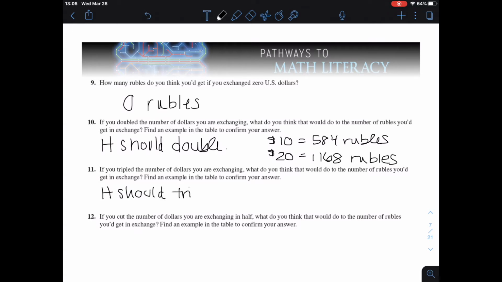Okay. If you triple the number of dollars, the number of rubles should triple. And if you look back on the chart, you're going to see that, yes, that's true again. When we have 10 US dollars, you still have 584 rubles. And when you triple the US dollars to 30, you're going to have 1,752 rubles. So that's 3 times the amount. Okay. If you cut the number of dollars in half, again, it's going to do exactly the same thing to the amount of rubles. So it should get cut in half.